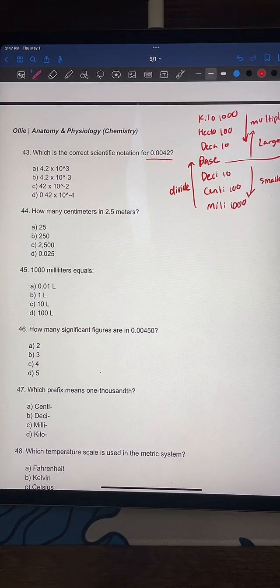I can't see anatomy and physiology questions. What do you mean as if?